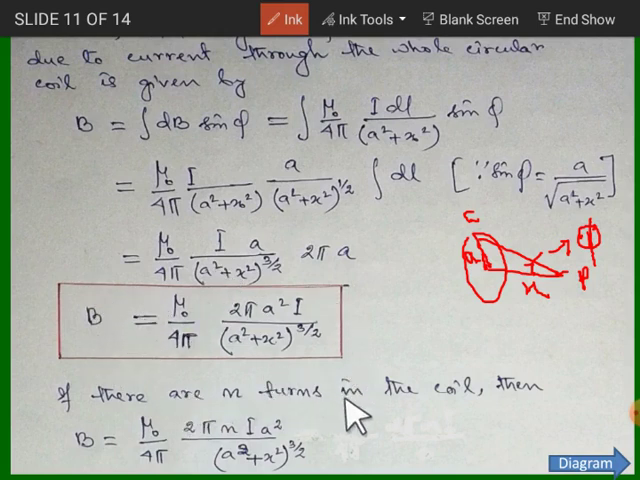If there are n turns in the coil, then we need to multiply it by n. If there is only one turn, you will get it like this. If there are two turns, then you will get twice of this. So if there are n turns, then you will get n times of this. Got it? Yes, in that way.